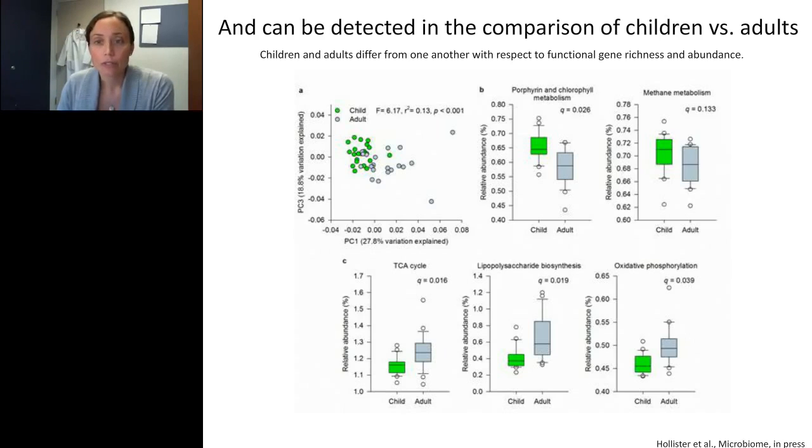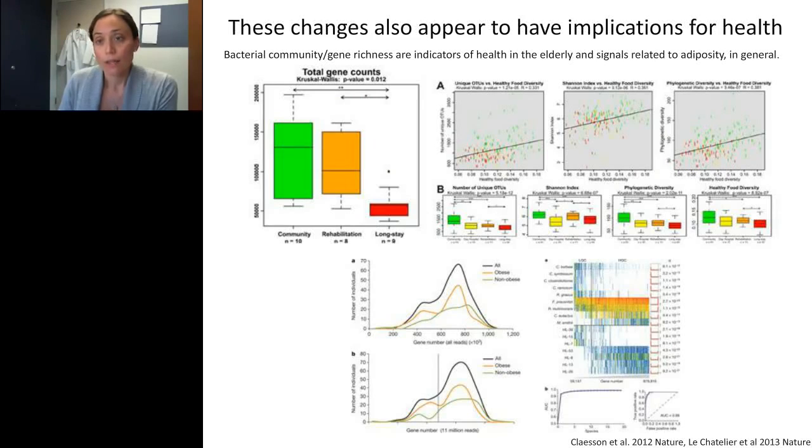The porphyrin and chlorophyll metabolism pathway, again, is that vitamin B12 I just highlighted. Methane metabolism has also been linked to improved relative health with respect to the gut microbiome. In contrast, genes involved in the citric acid cycle, lipopolysaccharide biosynthesis, and oxidative phosphorylation suggest increased potential for inflammation or the ability to deal with oxidative products. And overall, changes like these appear to have implications for health.